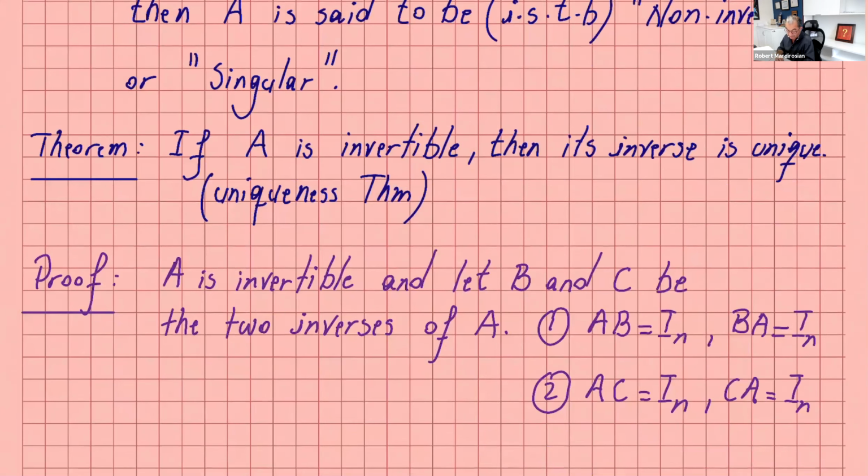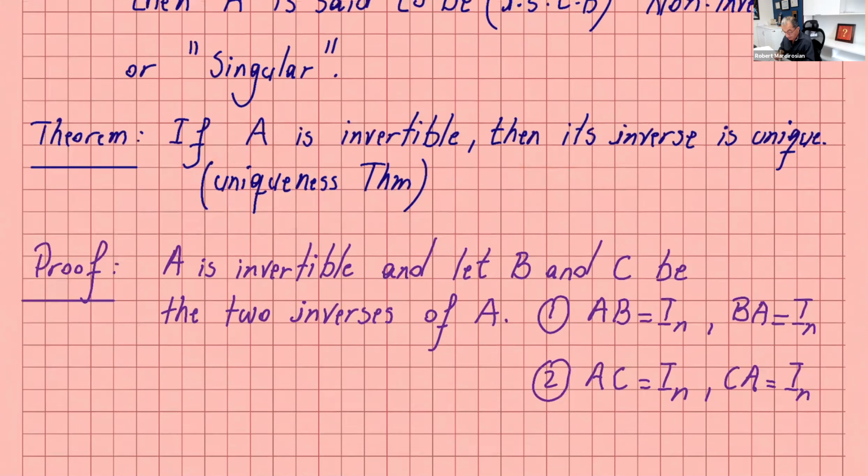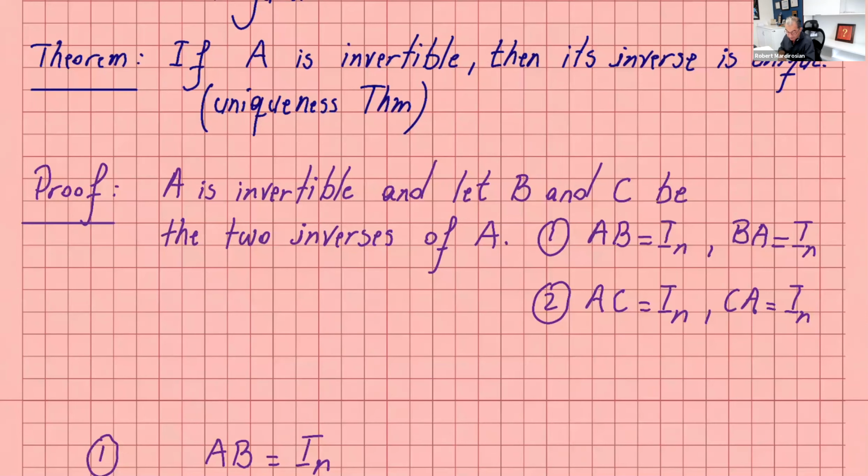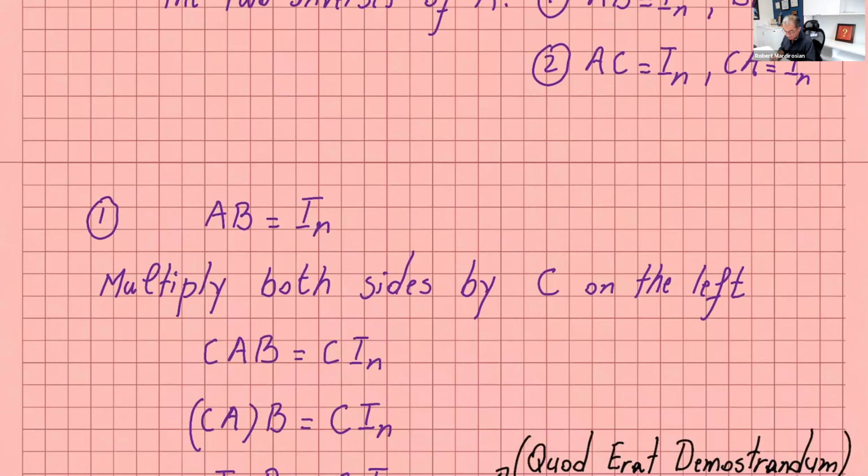Now, the first theorem that you need to know: if A is invertible, then its inverse is unique. That's called the uniqueness theorem. Let's go over the proof of that. Let's say A is invertible and it has two inverses, B and C, both inverses of A. So we know that A times B is In and B times A is In, A times C is In, and C times A is also In, because B and C are the inverses of A.